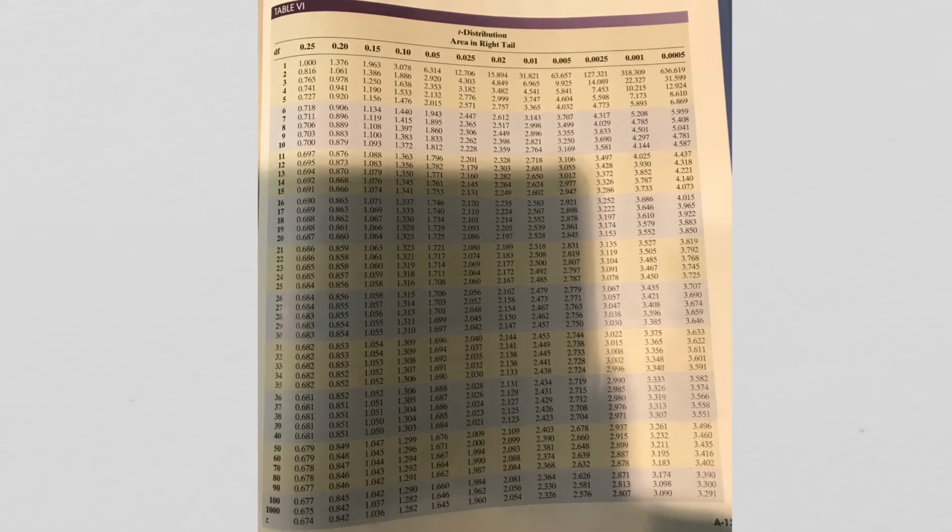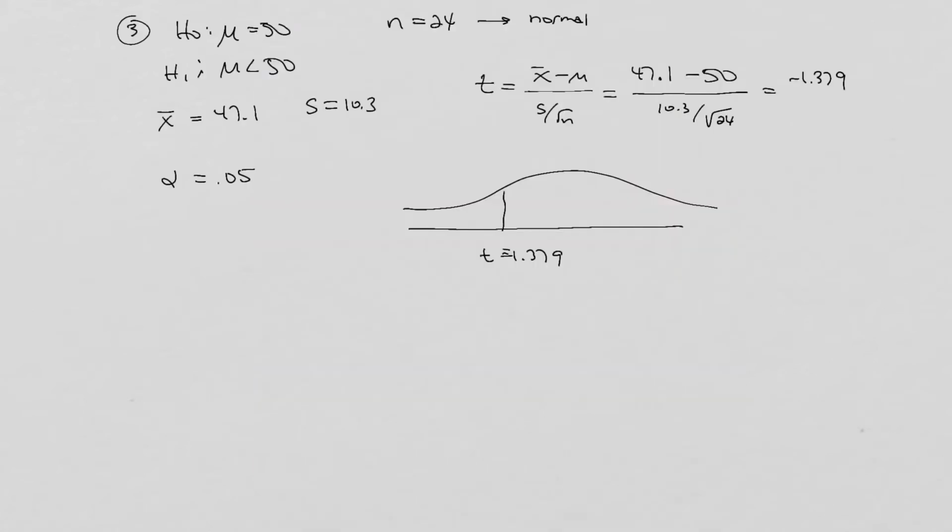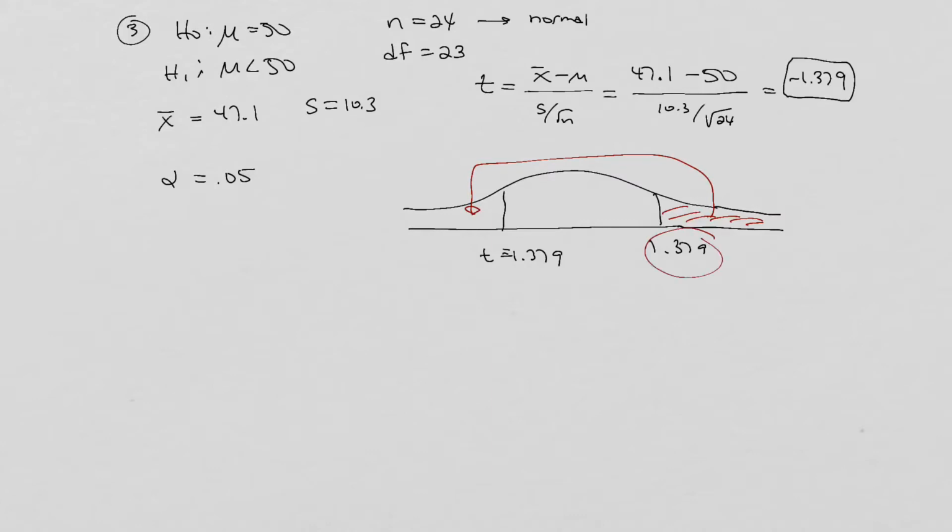Right here. All right. So in this case, if you remember, let's go back a page here. N is 24, which means the degrees of freedom is going to be 23, and my test statistic was negative 1.379, but this only has positive t-scores in our chart. So what I can do is look up 1.379, and the chart will give me the area to the right of that number, and since it's symmetric, this area is going to be the same thing as that answer right there. So let's see what number pops up for this p-value.